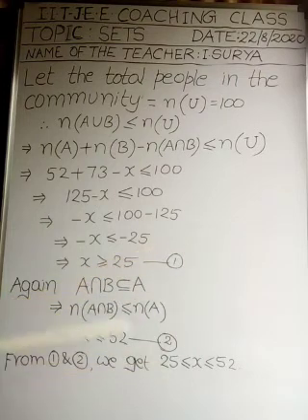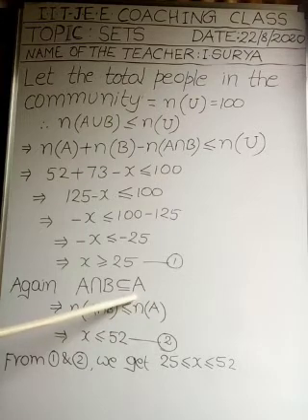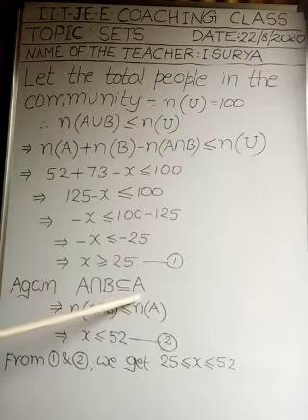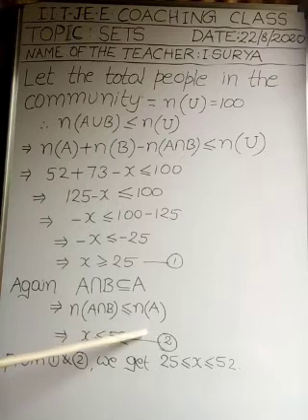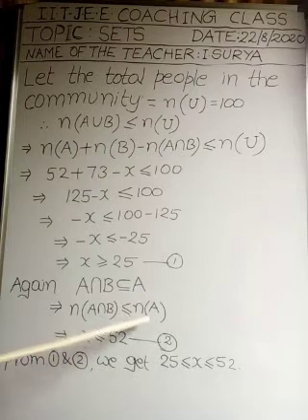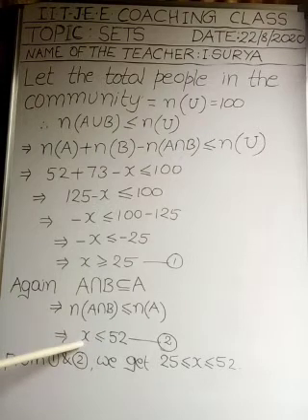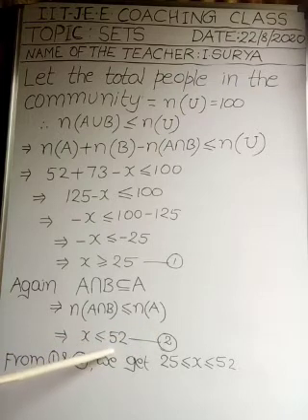In equation 1. Again, A intersection B is a subset or equal to A. This is also a property of sets. A intersection B is a subset or equal to A. This implies n of A intersection B is less than or equal to n of A. Okay, my children. This implies what is n of A intersection B? x. In RHS, I wrote n of A value. What is n of A value? 52. So x is less than or equal to 52.